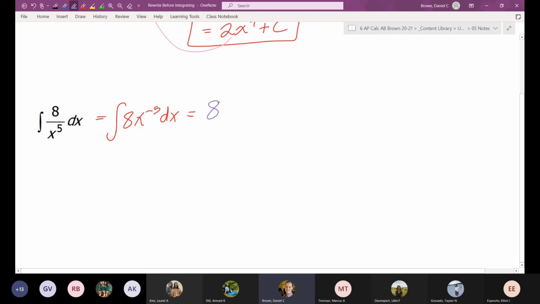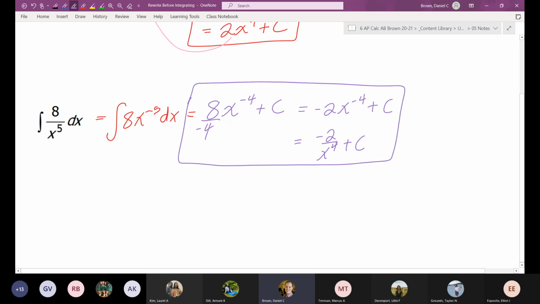So 8's a coefficient, so it comes across. Add 1 to the exponent, divide by the new exponent, plus c. Could leave your answer like that, but it's really ugly. 8 divided by negative 4 is negative 2. That's how I would probably leave it. If this was the AP exam and multiple choice, they would probably write it like this as an option. But again, all of those are equivalent, and I would give full credit for any of those answers.